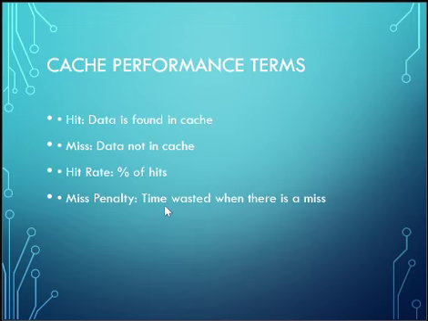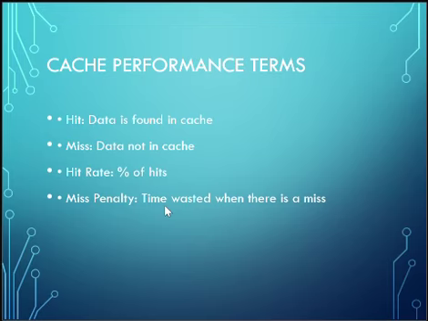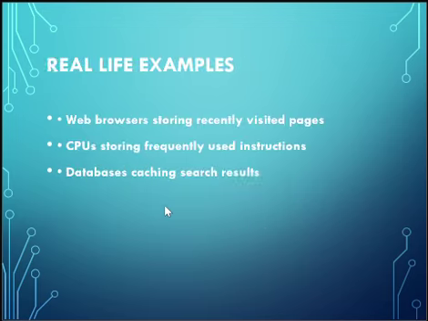Cache performance terms. Some important terms you need to know. A hit means the data was found in the cache. A miss means the data wasn't there. The hit rate tells us how often we get a hit. Miss penalty is the time we waste going to memory when there's a miss.